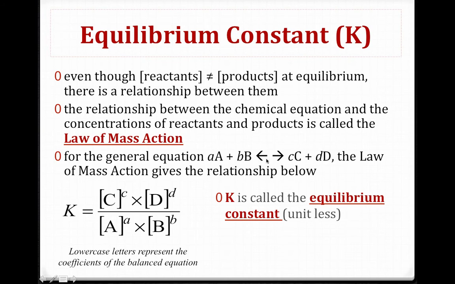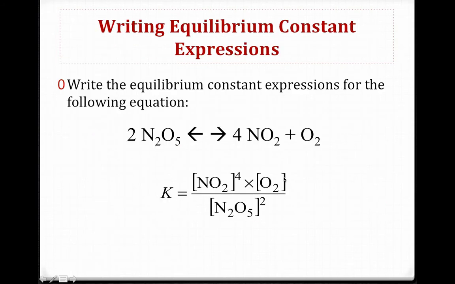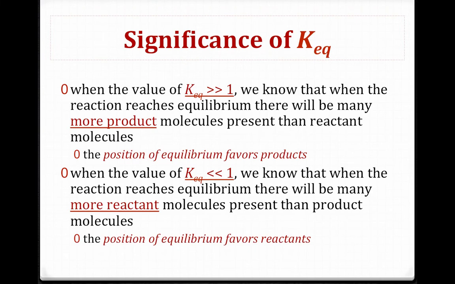So if we look at an example equation here, notice the double arrow to indicate equilibrium. This is how you would write the equilibrium constant. It's going to be K, the concentration of each product multiplied, over the concentration of each reactant multiplied, and then the exponent comes from the coefficient. For example, you can see an example here of writing an equilibrium expression from an equation.